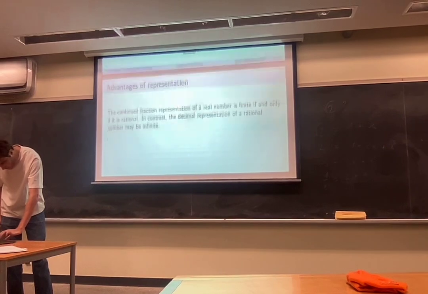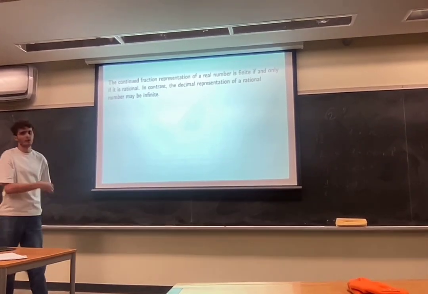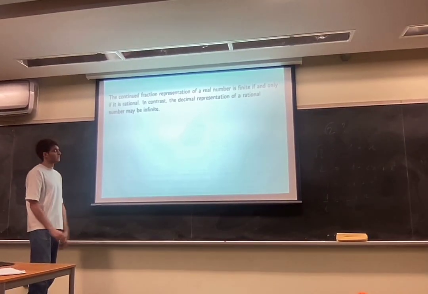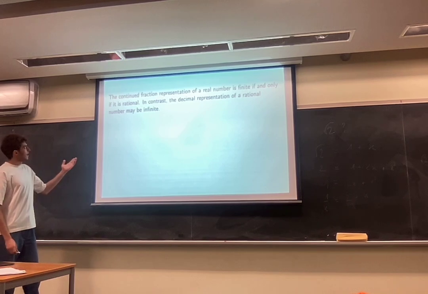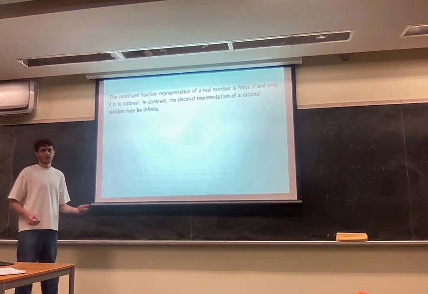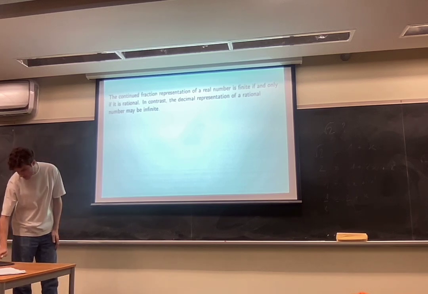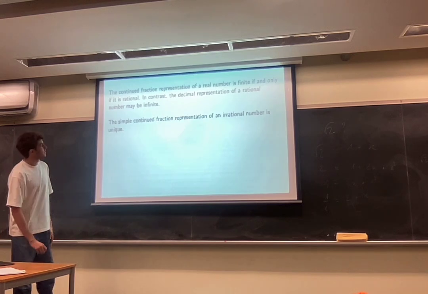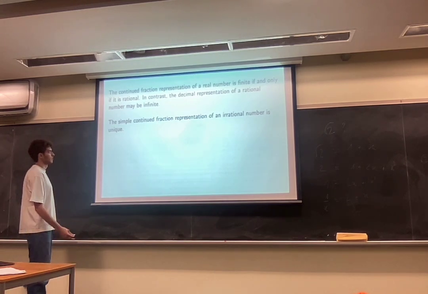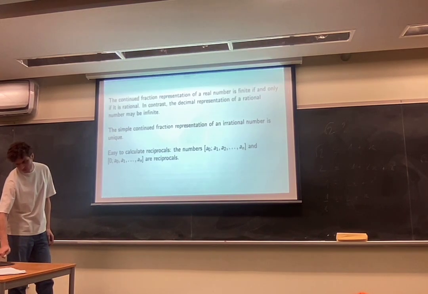First of all, some of you might have guessed already that the continued fraction representation of a real number is finite if and only if it is rational, right? Because every rational number is a fraction, and so you can write it as a finite continued fraction, whereas the decimal representation of a rational number may be infinite. If you look at 1/3, the continued fraction representation is just 1/3, whereas the decimal representation is infinite. And the simple continued fraction representation of an irrational number is unique, whereas the decimal representation is not necessarily unique.